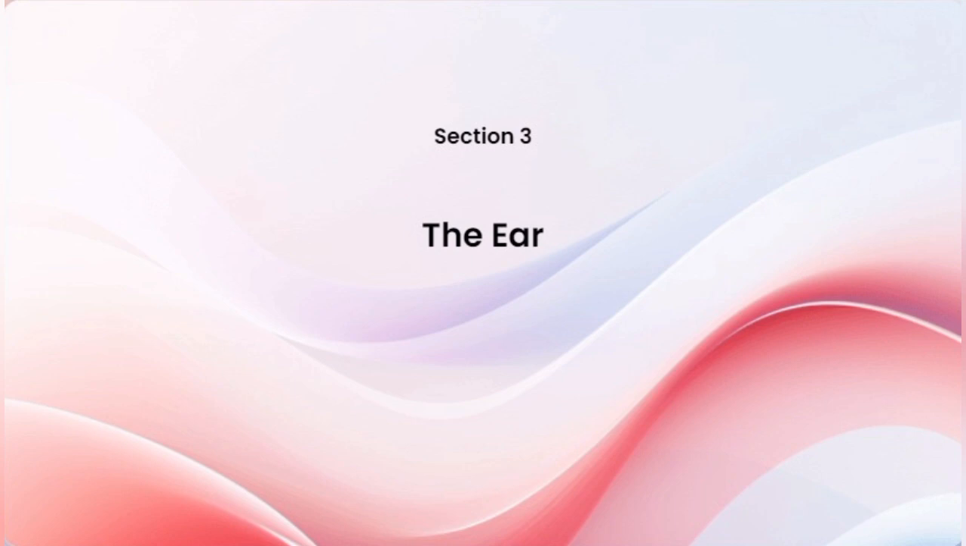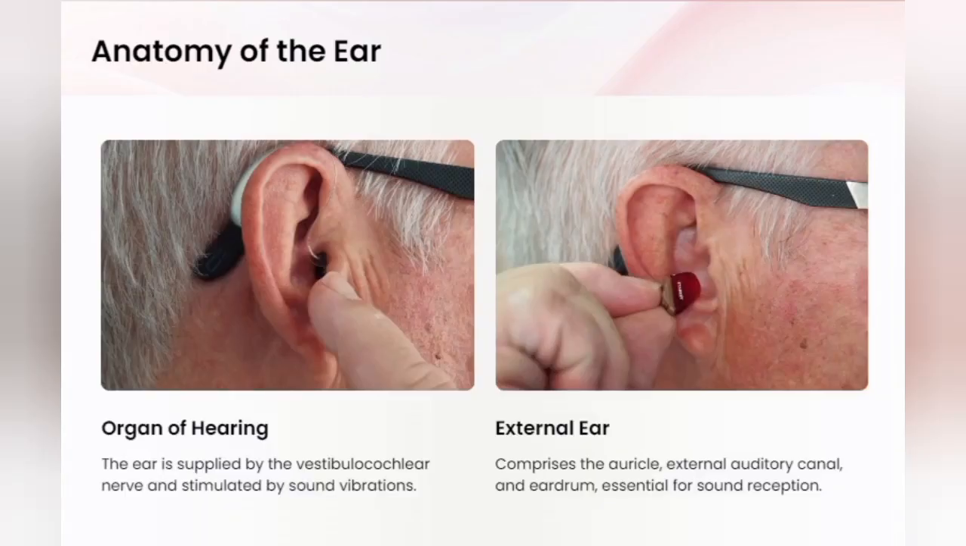So can you hear my sound? It is due to the vibration of sound in the ear. The anatomy of the ear consists of three parts: the external ear, middle ear and inner ear. The external ear is further divided into three parts: auricle, external auditory canal and eardrum.